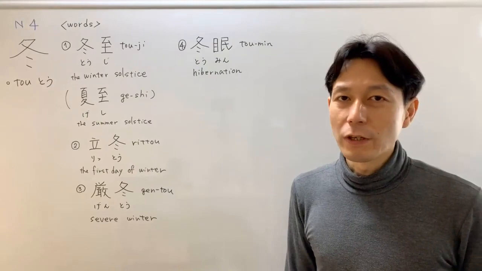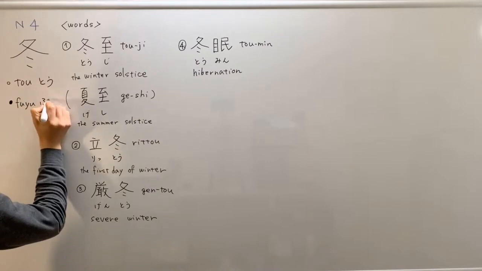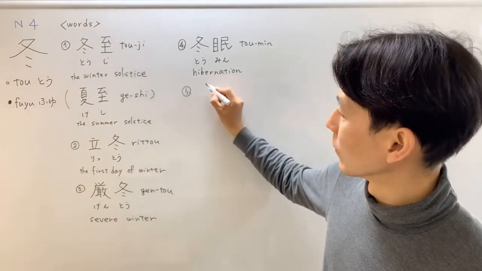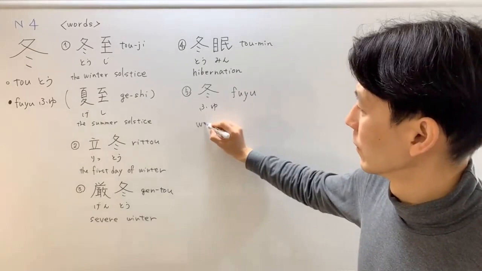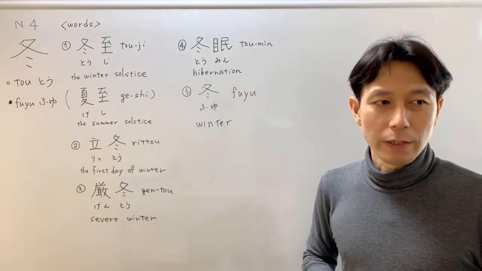Okay, and then next, the kun reading of this kanji is fuyu. Fuyu, and it means winter. Number five, fuyu. It means winter. And this kanji fuyu has no special reading.